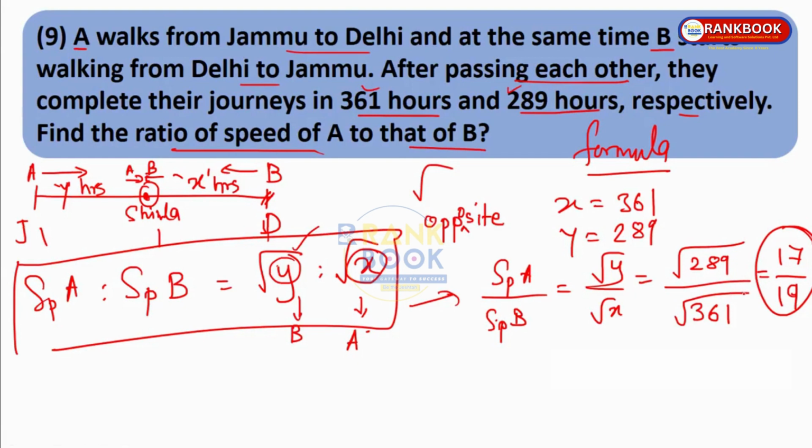So see how easy it was. The formula is very easy. There's nothing complicated over here. Just remember it is the root sign and it is opposite. Whenever such kind of sums come, you can simply use the formula, right?